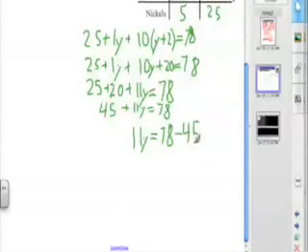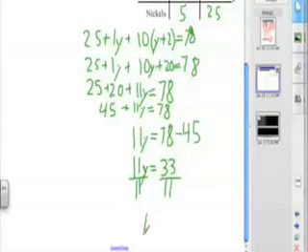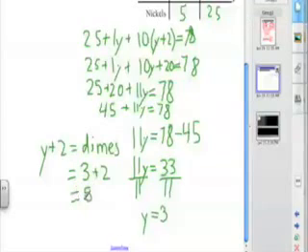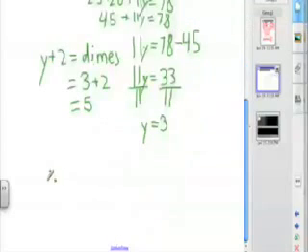So 11y equals 33. We divide 11y and 33 by 11, which gives us the outcome of y equals 3. Since we have found that there are 3 pennies, we have to find how many dimes there are, and the expression is y plus 2. So for dimes, we substitute y equals 3 into y plus 2. That equals 3 plus 2, so there are 5 dimes.